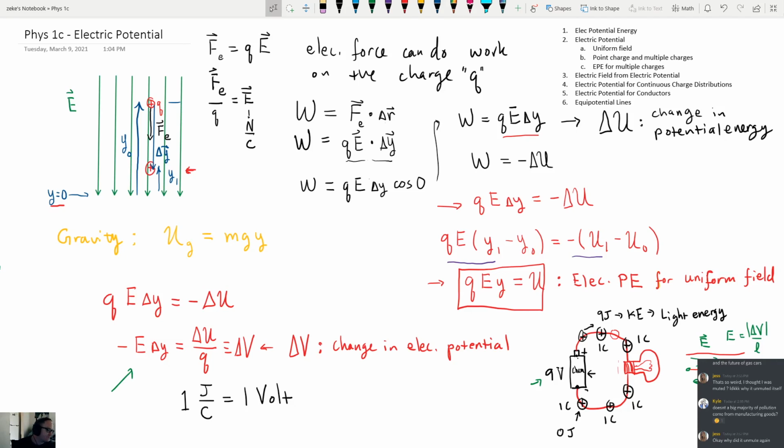Yeah. I mean. Okay, Kyle said, doesn't a big majority of pollution come from manufacturing goods? Probably. Yeah, I don't know right now. I think what Cam said is one of the biggest ones.